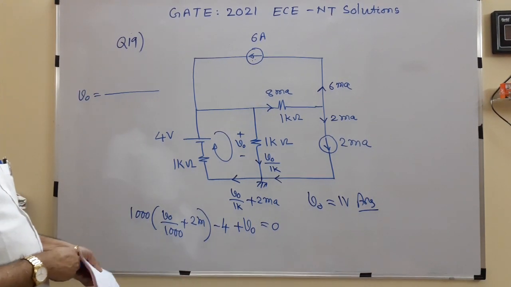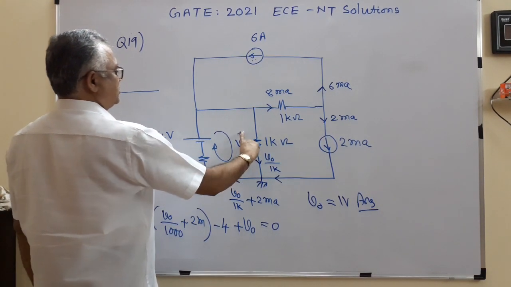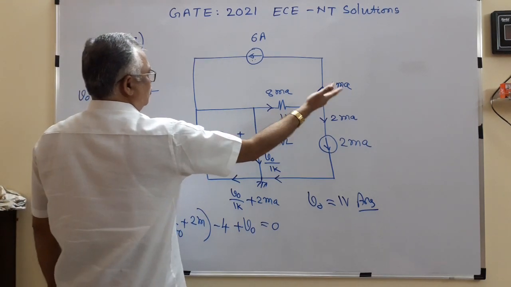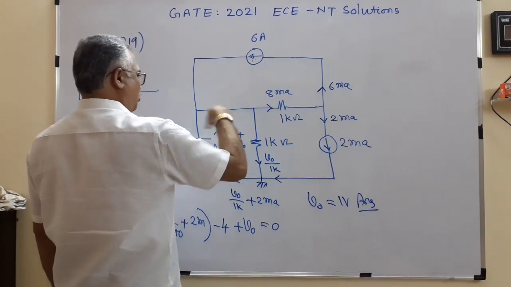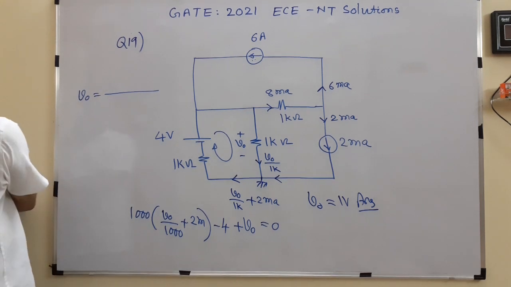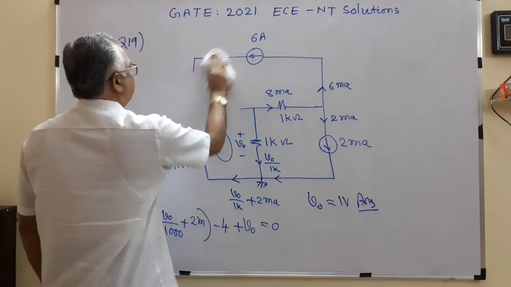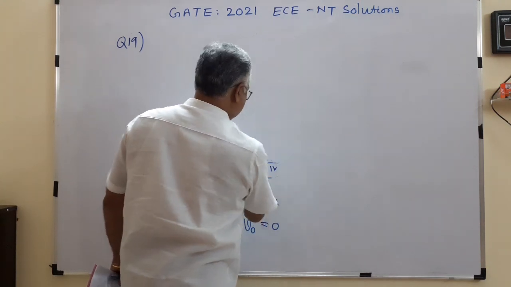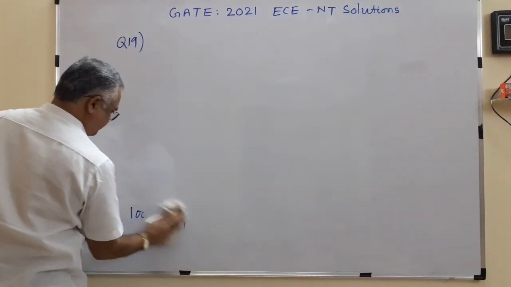You have to solve innovatively, then only it will take less time. What is the second, lengthy method? This voltage is V naught and this voltage is unknown V1. V naught and V1, two unknowns, two nodal equations, solve for V naught. That will take 5 minutes, while this will take less than 1 minute. So this problem is based on mesh analysis.